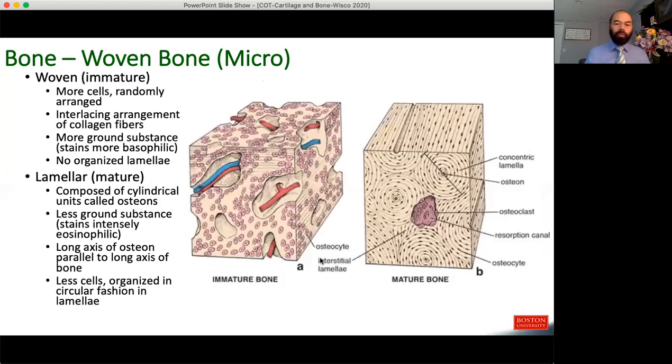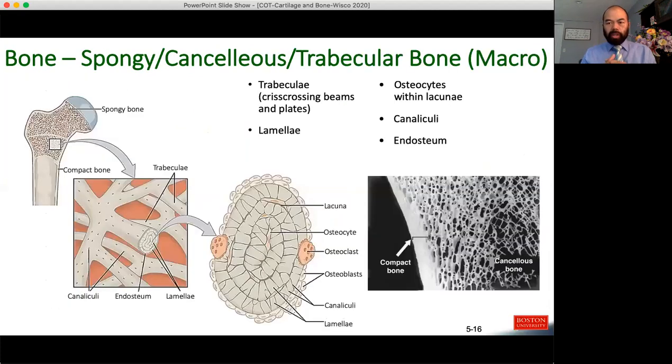Okay, so now we're going to talk about how the cells work together to create a microscopic view of bone. Let me back up a slide, actually. So this is a macroscopic view of bone. Macroscopic view is the shape of the bone. It is either compact or it's spongy, typically is the binary system that we use.